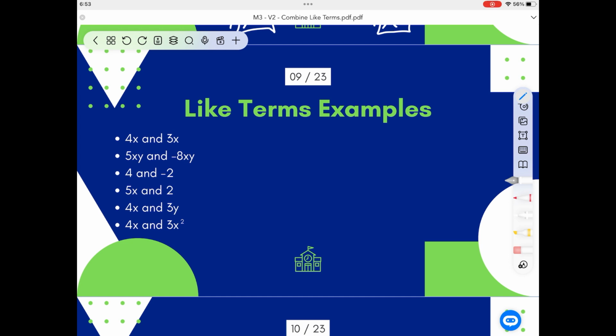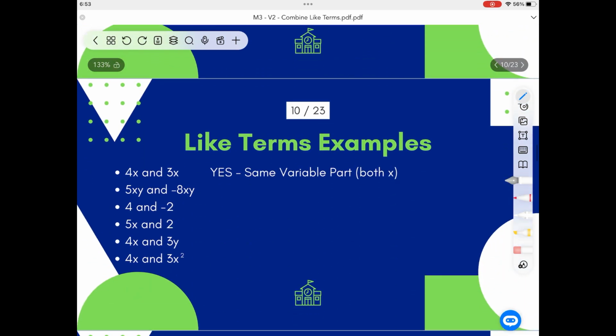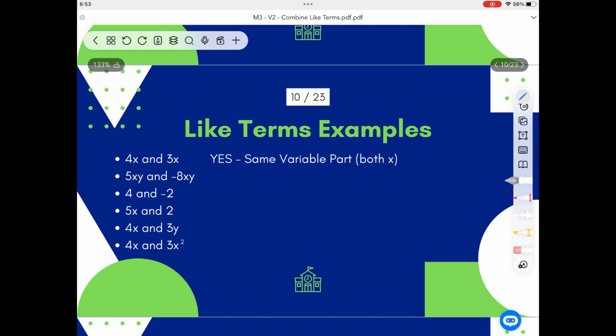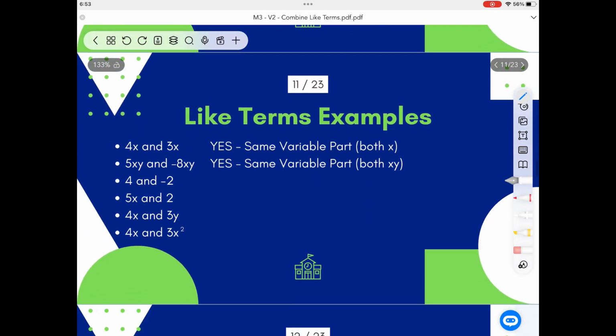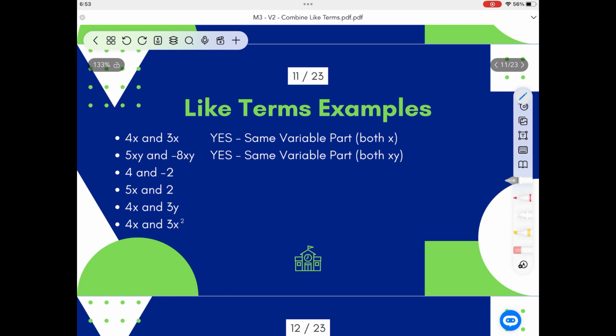All right, so let's resume. The first one, hopefully you said, yes, those are like terms. 4x and 3x both have an x. They have the same variable part, so they are like terms. The second one, also yes. 5xy and negative 8xy, those also have the same variable part. Both of them have the xy variable part.